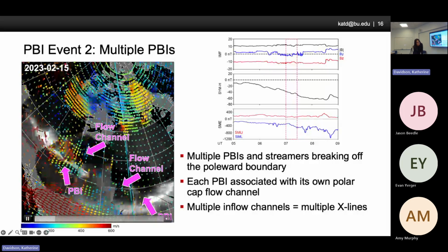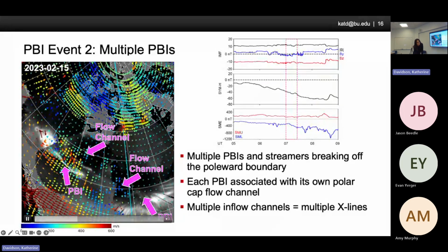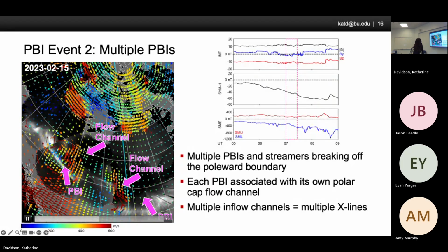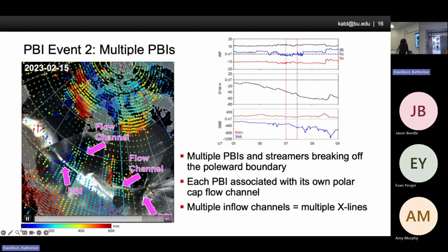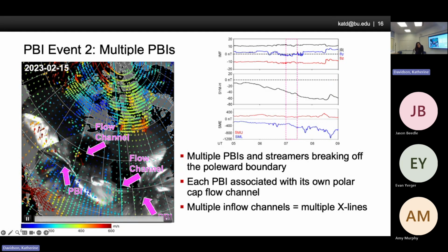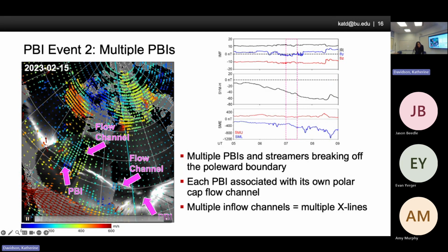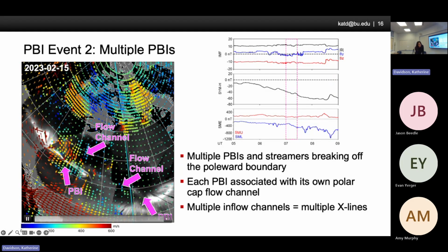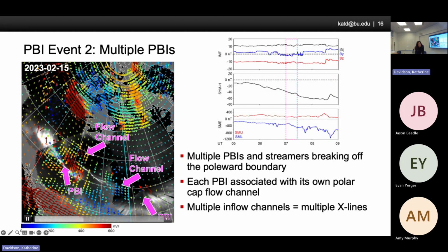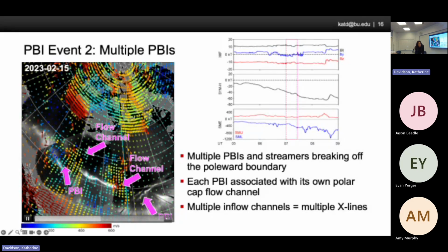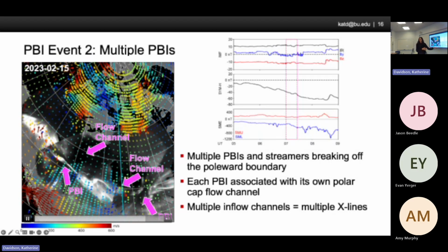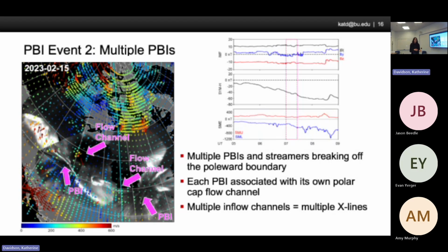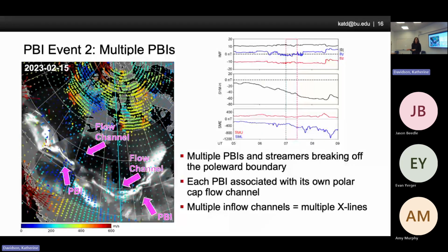So the first PBI will occur on the dusk side here. We get this nice flow channel coming in to this PBI, which turns into a streamer and moves equatorward. We get another flow burst and another PBI on the dusk side. And now if we watch the midnight side simultaneously, we get this flow channel forming there. There's the flow burst, there's the PBI, and this is all happening at the same time we're getting the PBIs and flow burst duskward. So this tells us that you can have multiple inflow channels in the tail, triggering multiple reconnection X lines.